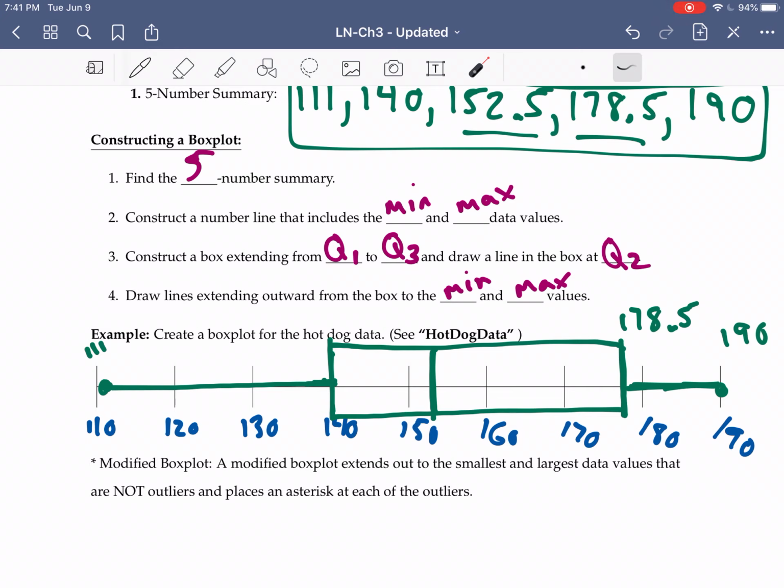We could also create a modified box plot. It extends out to the smallest and largest data values that are not outliers, and it puts an asterisk at each of the outliers. So you might say, well, how do I know what an outlier is? And I'm glad you asked, because that's what we'll look at in the next example.